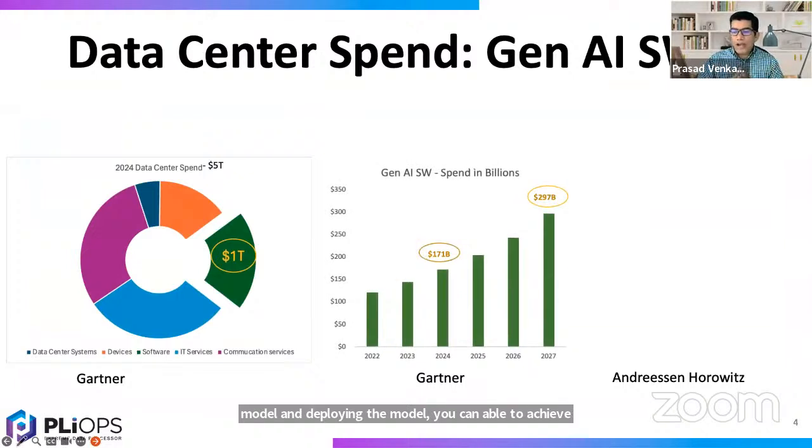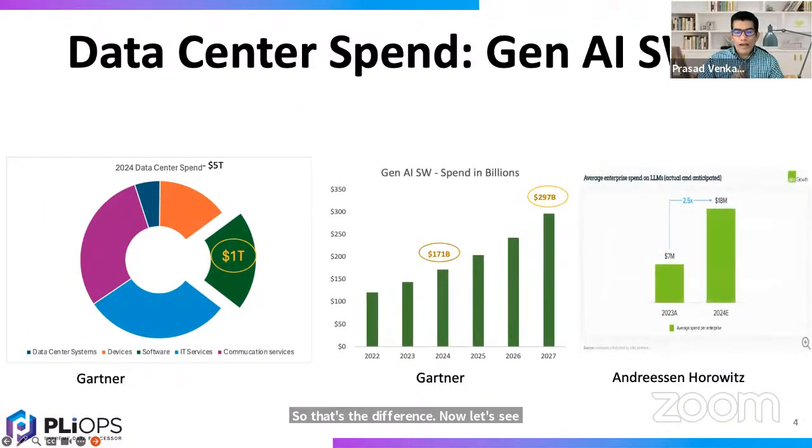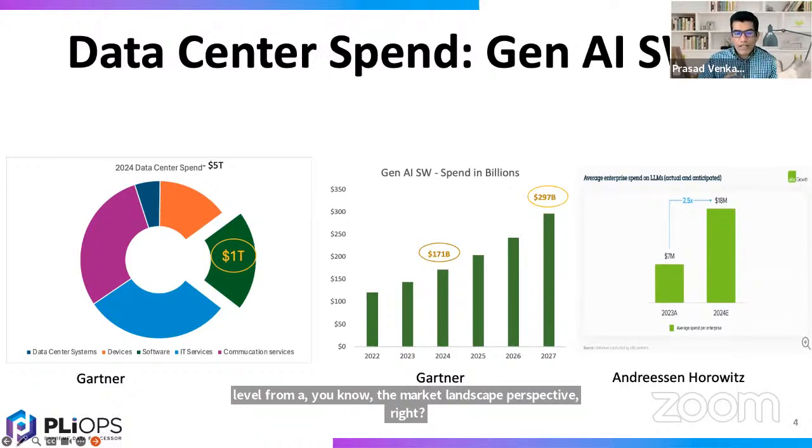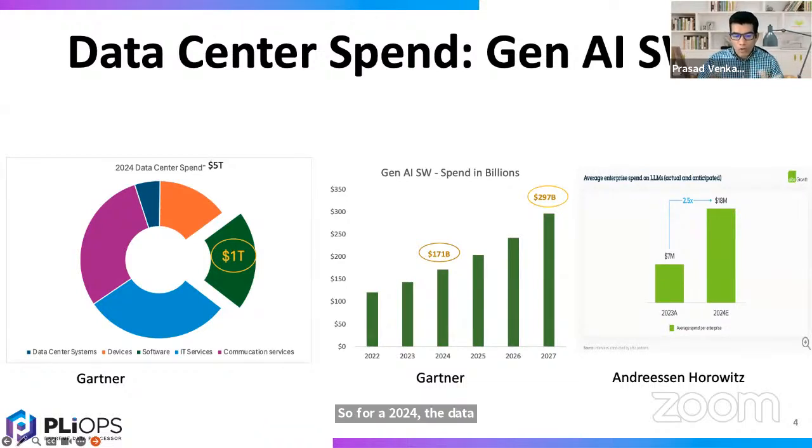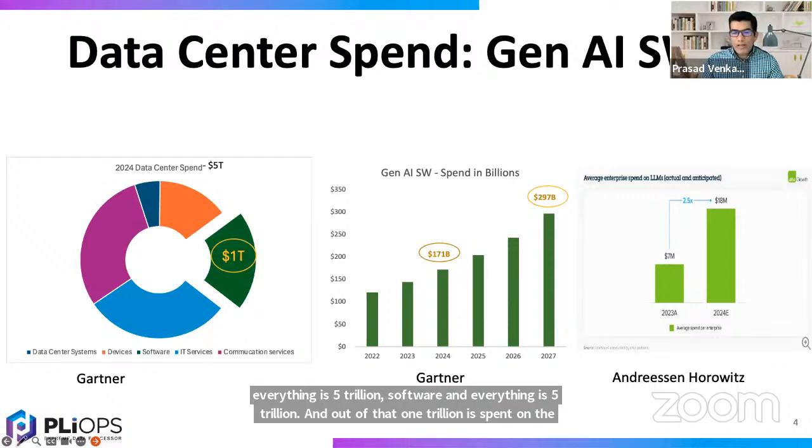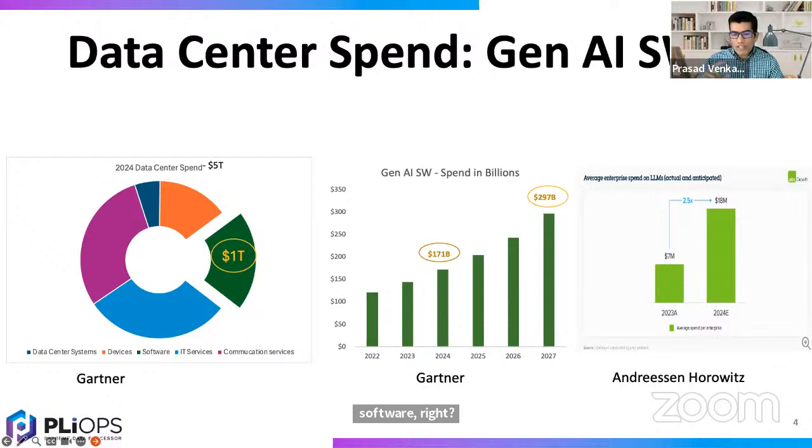Now let's see, from a high level, the market landscape perspective. For 2024, the overall data center spend, which includes infrastructure, software and everything, is 5 trillion. And out of that, 1 trillion is spent on software. Another report from Gartner says that for the year 2024, 171 billion will be the market opportunity for generative AI.